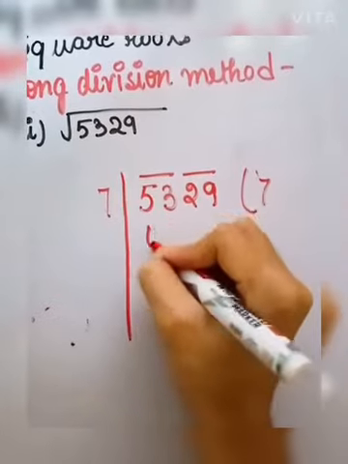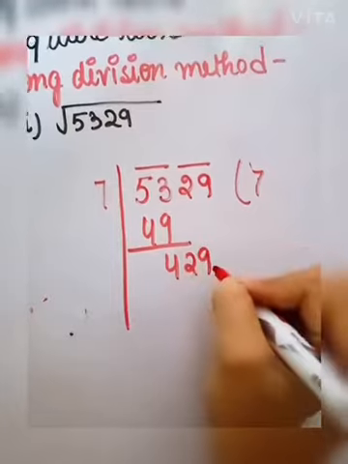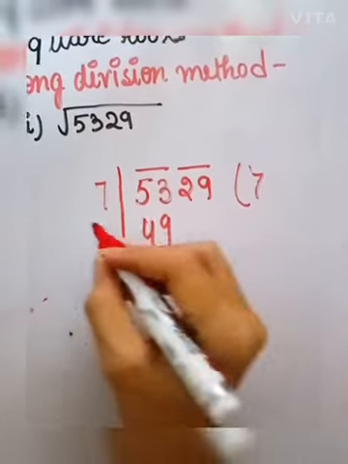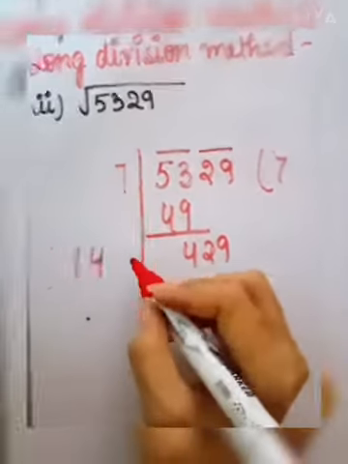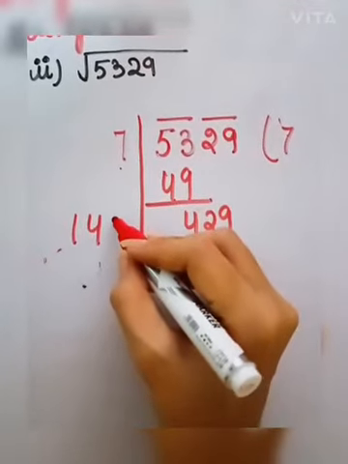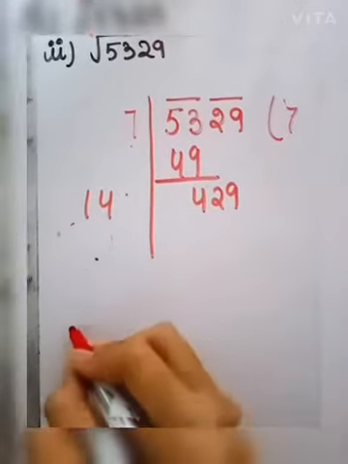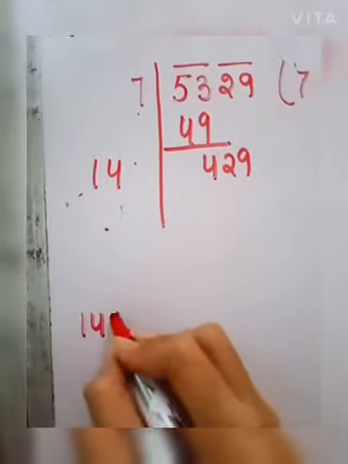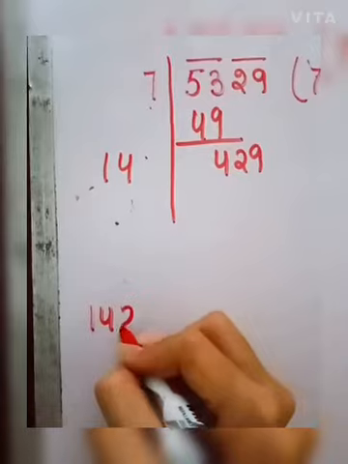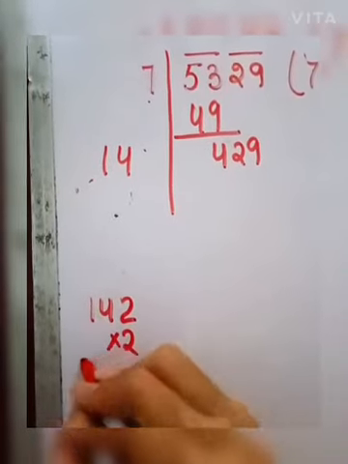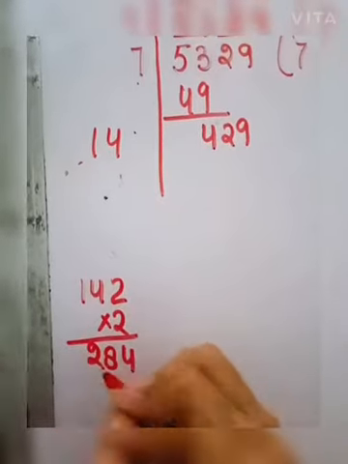7 7s are 49, minus, this 429. Now double of 7 is 14. Now think of a number which we put here and multiply by it, so that we get 429. Now see, 442. We have put 2 here, so we will multiply this by 2. 2 2s are 4, 2 4s are 8, 2 1s are 2.